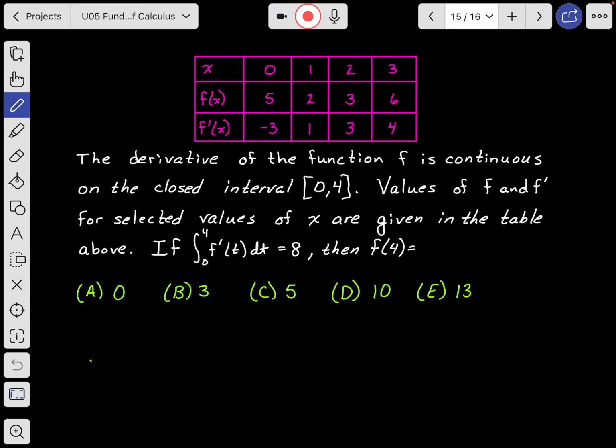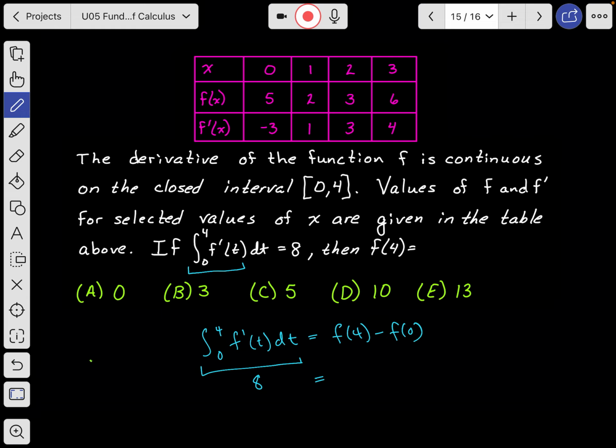Okay, I think we have maybe one more example. The derivative of the function is continuous on the closed interval from 0 to 4. Values of f and f prime for selected values of x are given in the table above. If the integral of the derivative equals 8, they just reversed this time. So f of 4 is equal to what? The integral from 0 to 4 of f prime of t dt is equal to f of 4 minus f of 0, and all of this is equal to 8.